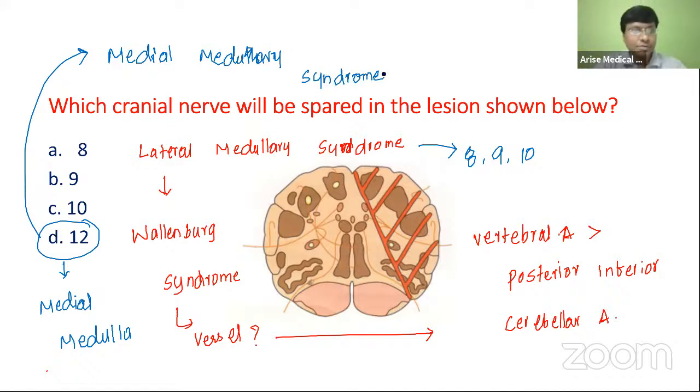So the 12th cranial nerve involvement will be there in case of medial medullary syndrome, but not in case of lateral medullary syndrome. And the image which is shown to you is the image showing involvement of the lateral part of the medulla. Okay. So yeah, very good, Sai Tarni. So this 12th cranial nerve is the motor nerve for the tongue. Right. Now let me take up the next question.